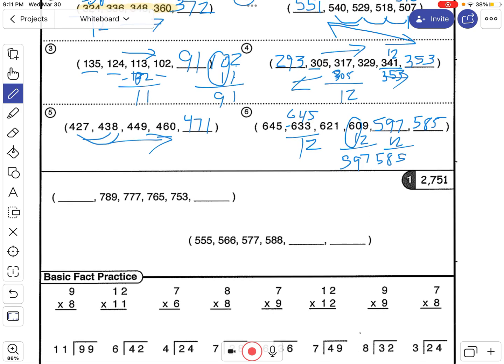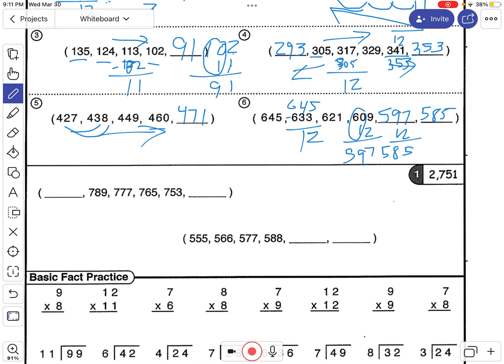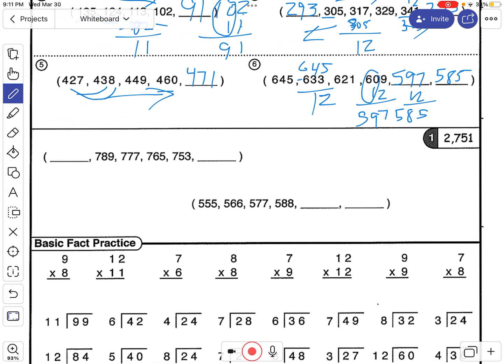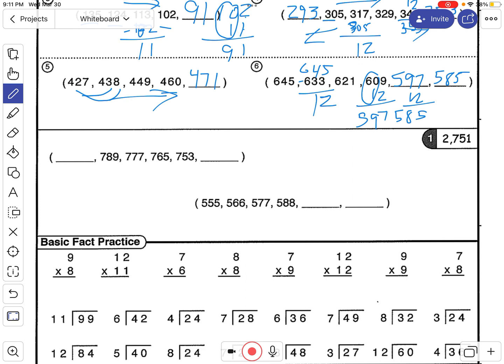You can pause and go ahead and do this checkbox right here and turn the video back on once you've done it. All right, so you got 789, 777, 765. Those are going down 12 every time, which means we got to go back up 12 here.